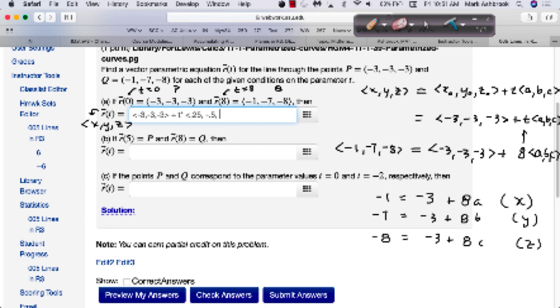And finally, we got negative 5. So what would it be? Negative 5/8. Am I doing the math right?